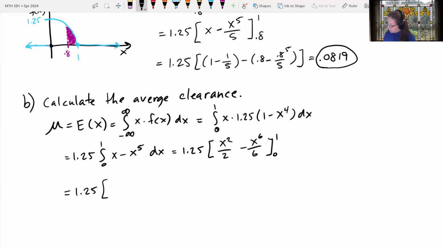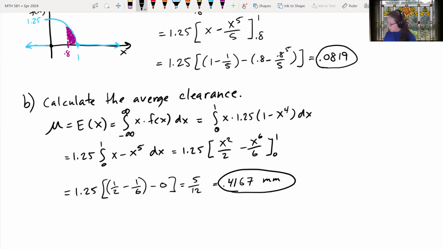And if I substitute the 1 in here, I would get 1/2 minus 1/6, and then 0 for the 0 squared and 0 to the 6th power up on top. That would come out to be equal to, you could keep it in a fraction form, 5/12, to be exact, more approximate value, 0.4167 millimeters would be the average clearance.